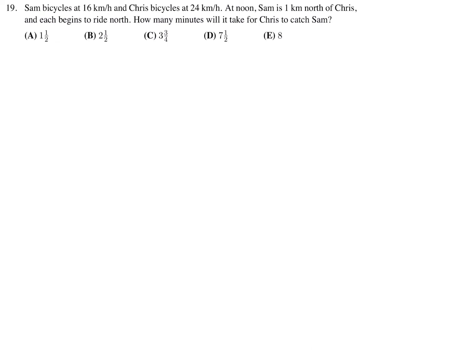Sam bicycles at 16 kilometers per hour and Chris bicycles at 24 kilometers per hour. At noon, Sam is 1 kilometer north of Chris, and each begins to ride north. How many minutes will it take Chris to catch Sam?